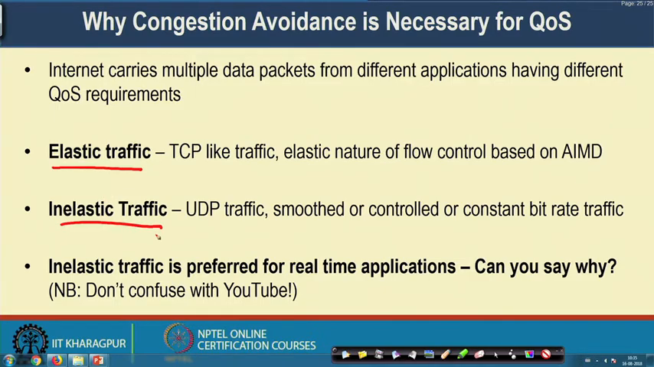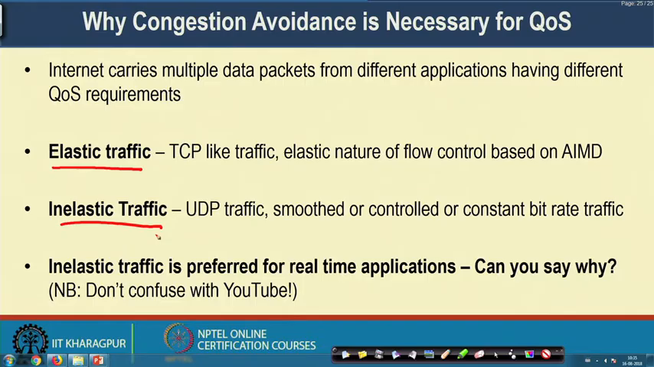So, elastic traffic is TCP-like traffic which ensures elastic nature of flow control based on the AIMD principle that we have learned earlier. It increases the rate whenever there is no congestion, and on detection of congestion it reduces the rate. So, it has a certain kind of elastic behavior: expand the rate, then reduce the rate, again expand the rate, reduce the rate.